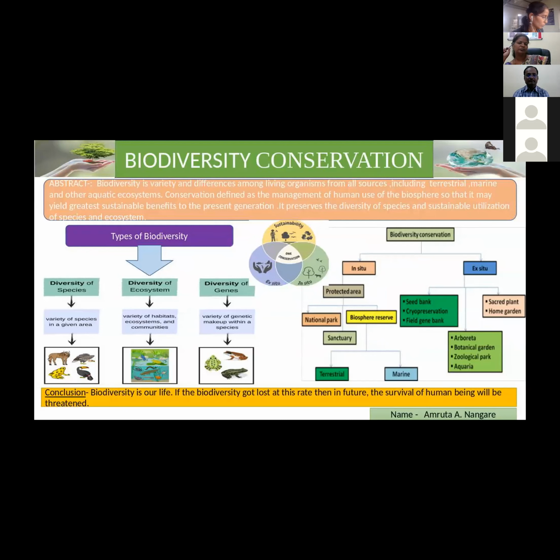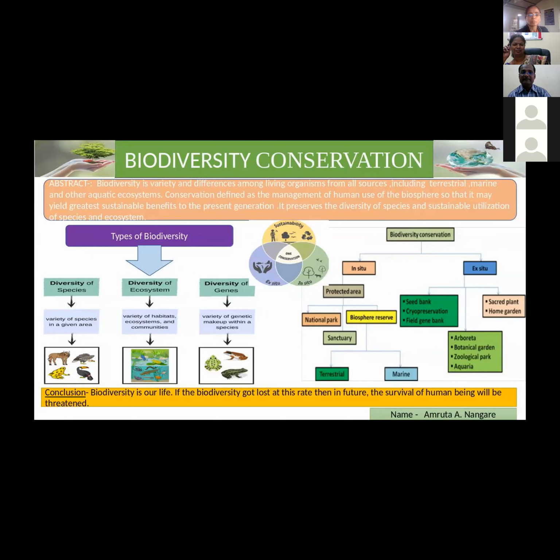I am going to present a poster on biodiversity conservation. Why should biodiversity be conserved? Please introduce yourself. My name is Amruta Nangre from Rajaram Bapu College of Pharmacy, Kasegaon.